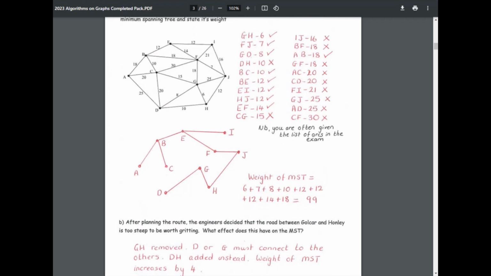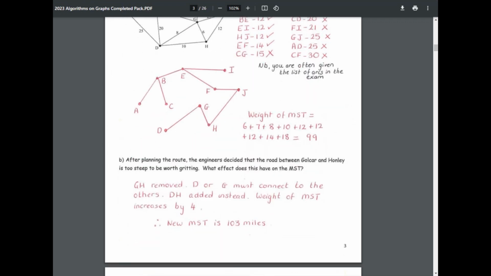It would just increase the weight of your minimum spanning tree by 4, because you're adding on 10 instead of 6. So your total weight then would be up to 103. Okay.